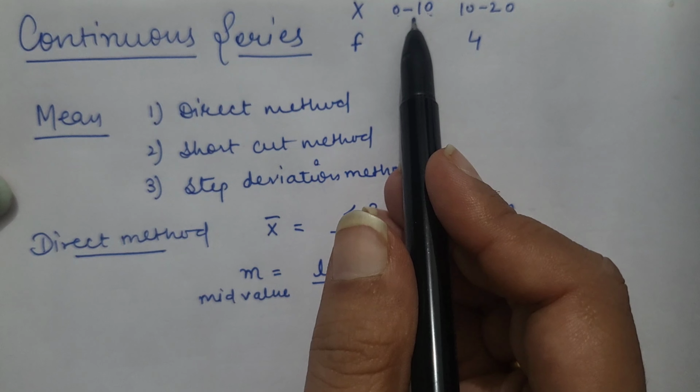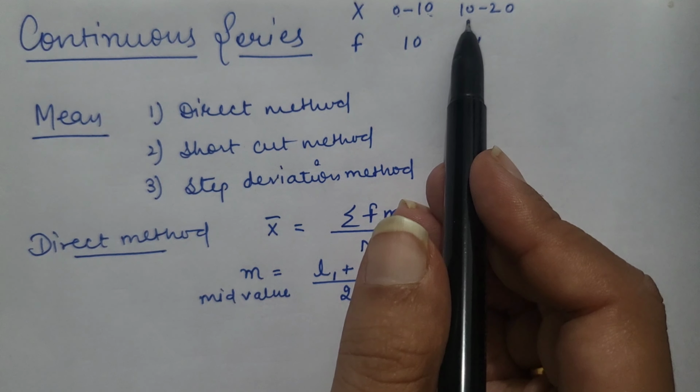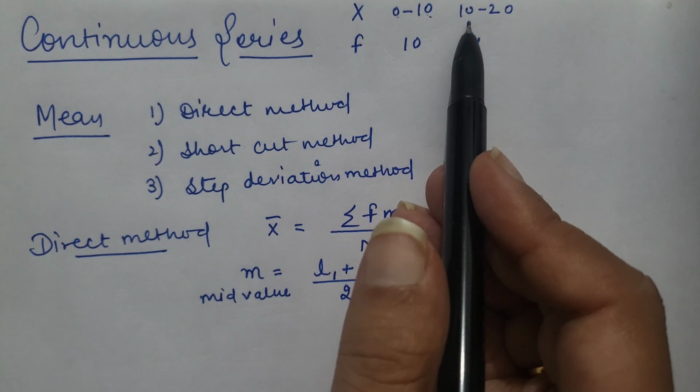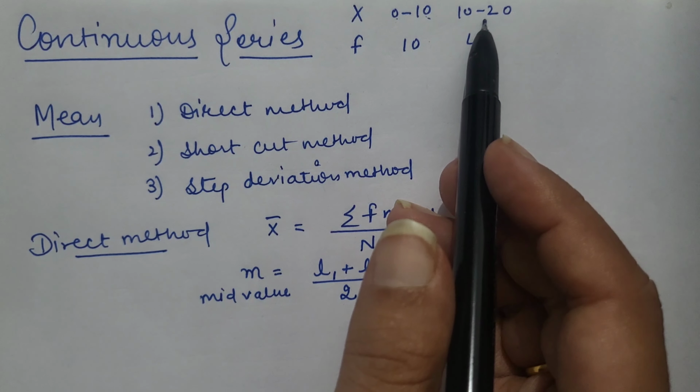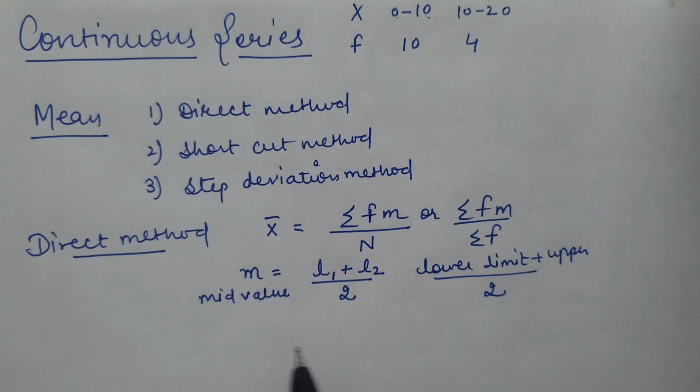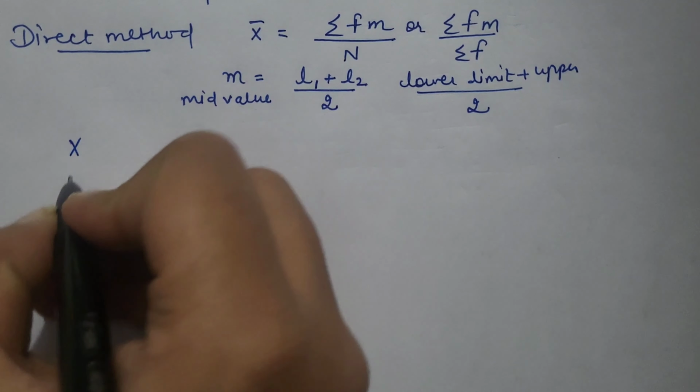Its mid value will be 5. 10 is the lower limit and 20 is the upper limit, so the mid value would be 15. This is how we calculate mid values under the direct method. Clearing this up with the help of an example.